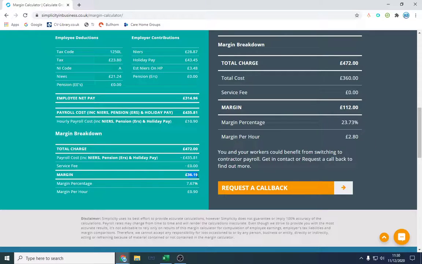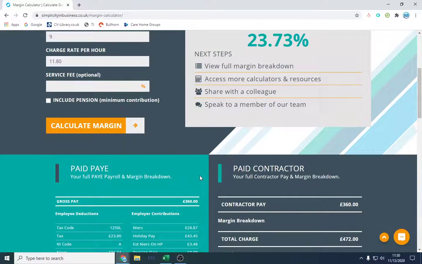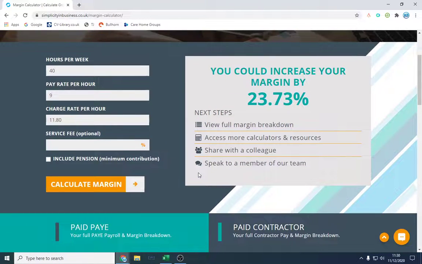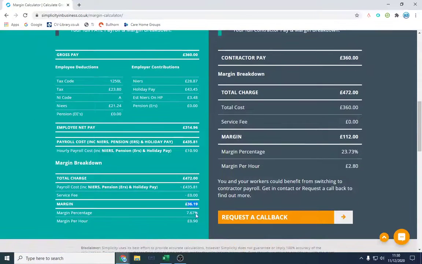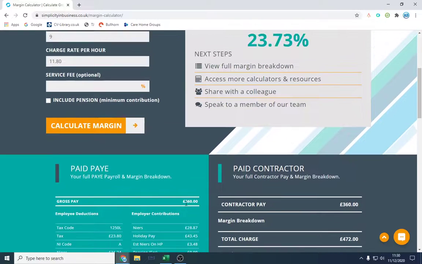£36.19, which doesn't seem like a lot. However, this example of warehouse recruiters is a very volume-based recruitment. So if you've got 100 people out per week, or let's say even 10 people working, which is not hard to achieve, you'll be making £360 per week in profit, which is very good.